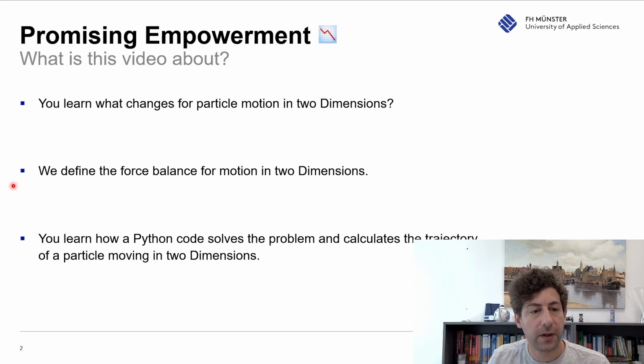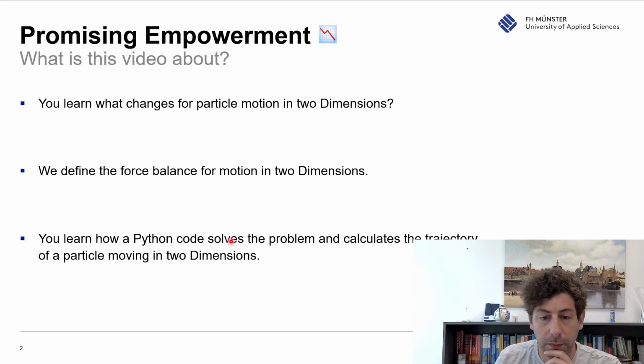And therefore we define the force balance for motion in these 2 dimensions. So again, we will use a force balance. And then you will learn how a Python code can be written to solve this problem and calculate the trajectory, so the path the particle moves in 2 dimensions. So that's the idea of this video.